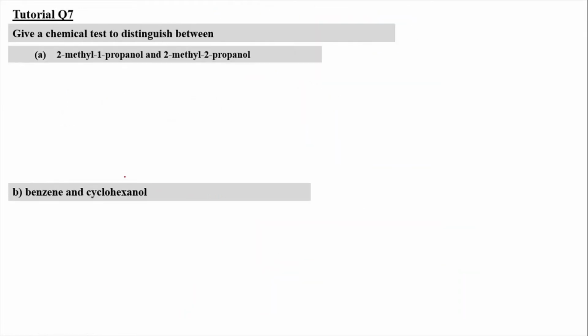So for tutorial question 7, we have to give a chemical test in order to distinguish between 2-methyl 1-propanol and 2-methyl 2-propanol. As you know, for the chemical test, either you use the Lucas test or the iodoform test to know whether it is a primary alcohol or secondary alcohol, and so on. The first thing, the best way, is to draw the structure. For propanol, it's going to have 1, 2, 3 carbon, and then the OH attached at carbon number 1.